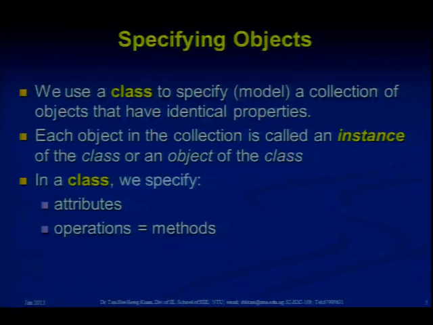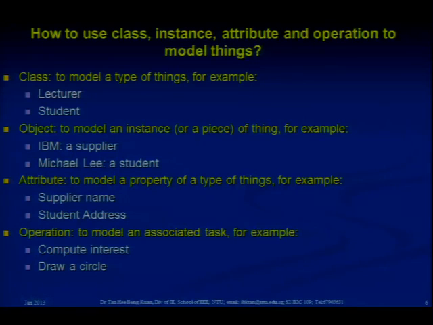In a class, we will specify attributes and we will specify operations. The operation can also be called a method. Before we proceed to the notation, let's take a quick look at some examples, because by now we have already gone through a few basic concepts: class, object, attribute, and operation. So how do we use these concepts to specify things in the real world?